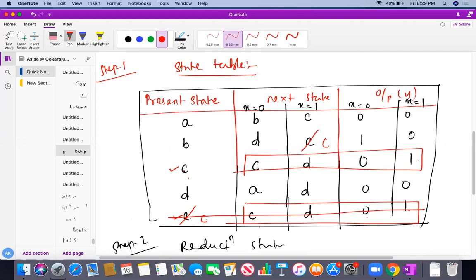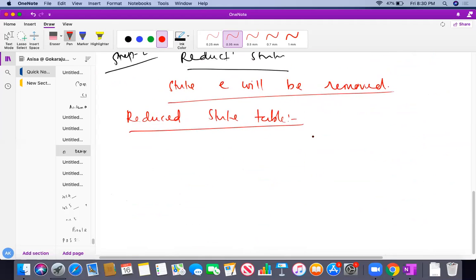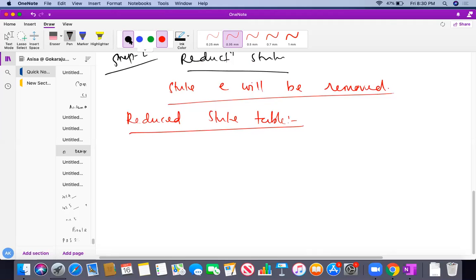Wherever E is present, because for the state C and for the state E, the next state and the output are similar, one of the states you can remove. You can remove C also, you can remove E also, your wish, but whatever you are removing, according to that you have to change it. So this is my reduced state table, again like this. This will be my present state. This is a very important question, students. Present state, and it has next state.